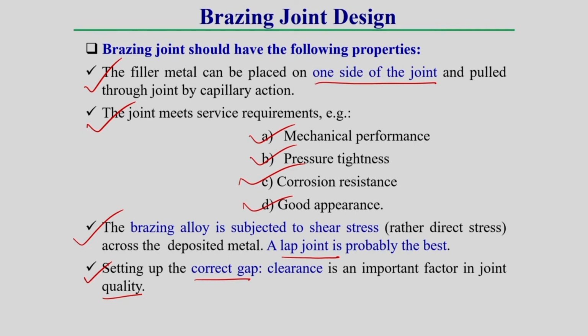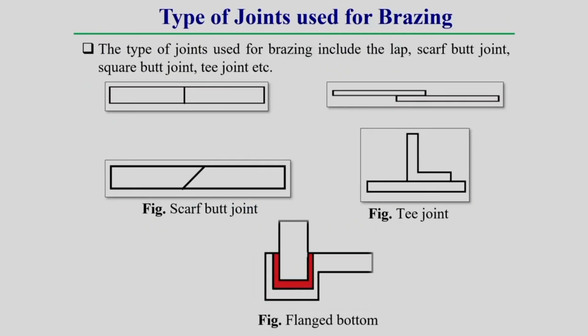That is why setting up the correct gap is very much important. Just here I am showing some of the types of brazing joint. It can be butt form, it can be lap form, it can be scarf joint. What is it called? An inclined joint between two pieces is called a scarf joint.